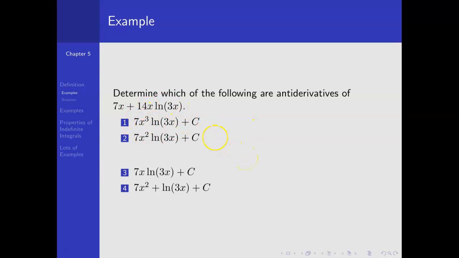So starting with 7x cubed natural log of 3x plus c, we take the derivative. We're going to get 21x squared natural log of 3x plus 7x cubed times 1 over 3x times 3. That's not what we're looking for because of that x squared with the 21.